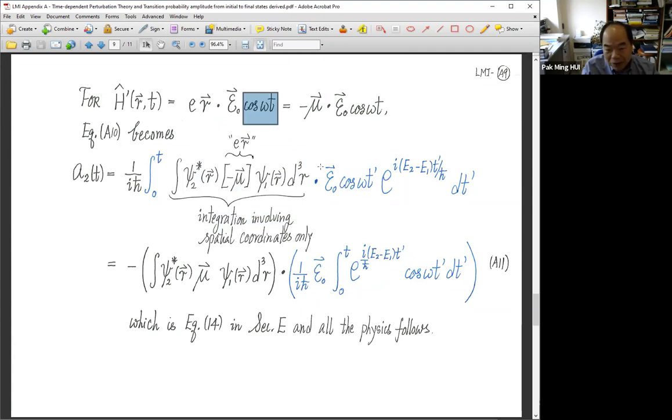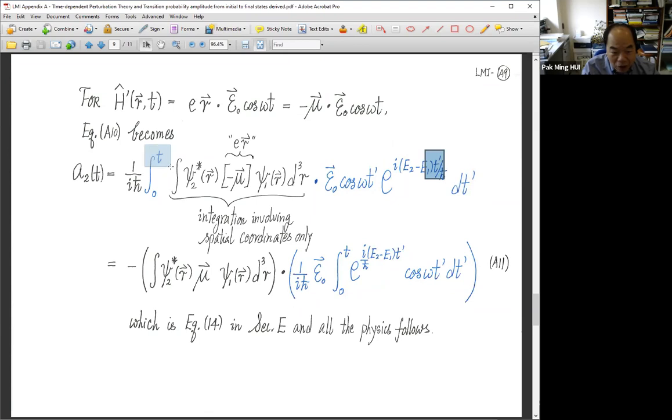The time part, cosine omega t, goes into the time integral. We are asking the answer at time t, therefore we cannot use t again for the integration symbol. So this is a dummy symbol to be integrated over. So that is cosine omega t prime, dt prime, everything becomes t prime.